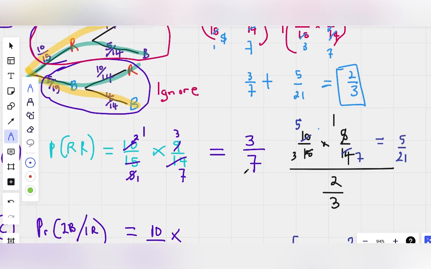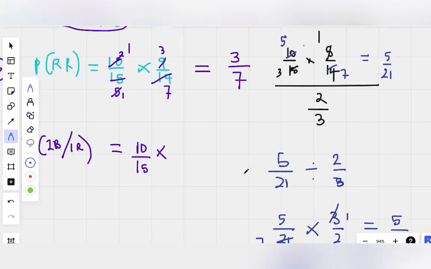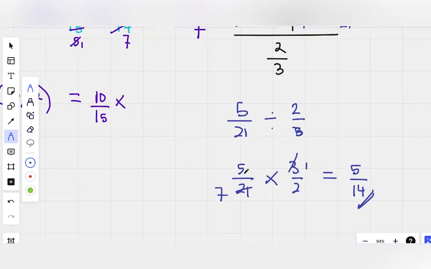This is the biggest question you're going to get in Cambridge IGCSE. So with this, we come to the end of today's class. Thank you for joining us.